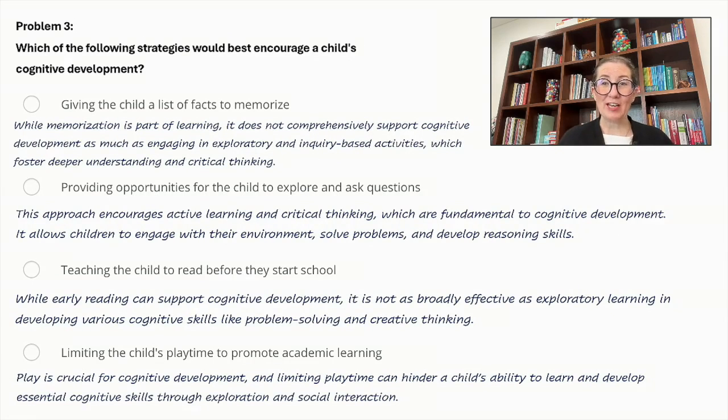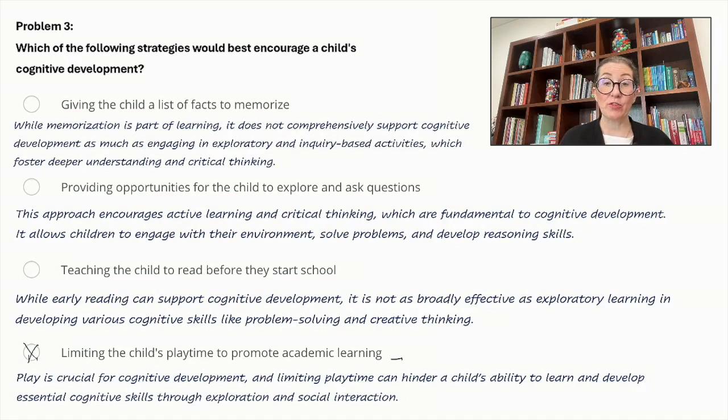Which of the following strategies would best encourage a child's cognitive development? Giving the child a list of facts to memorize, providing opportunities for the child to explore and ask questions, teaching the child to read before they start school, or limiting the child's playtime to promote academic learning. Beginning here, play is crucial for cognitive development, and limiting playtime can hinder a child's ability to learn and develop essential cognitive skills through exploration and social interaction. So this is not the correct answer.